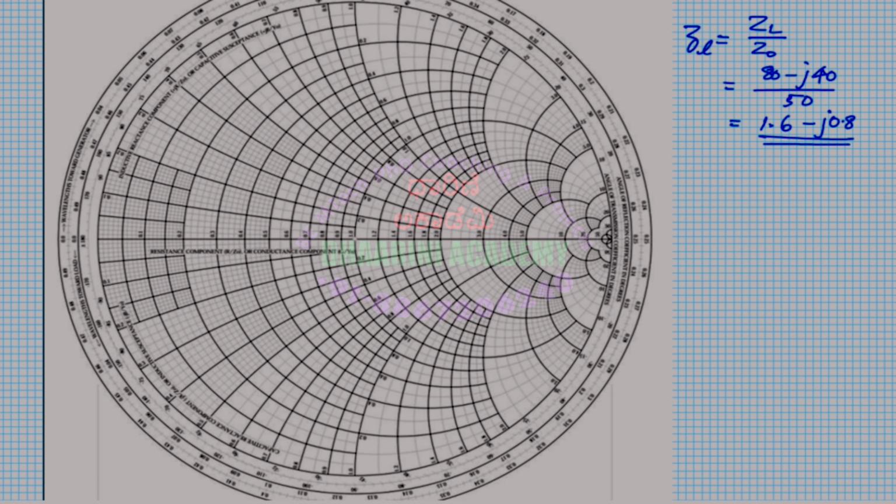All right. So what we do, we directly mark that, right? So 1.6 is here, and minus J 0.8. I think this point maybe. This is 0.8, this is 1.6. Yeah, so this is the point which I'm going to mark. This is the ZL, the small zL.